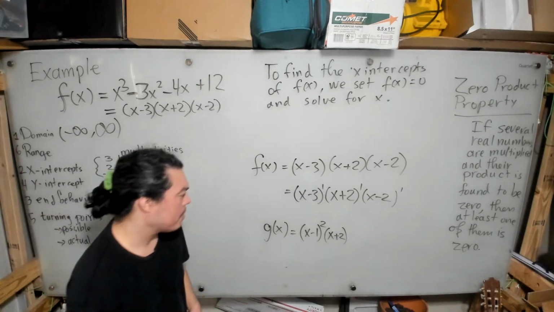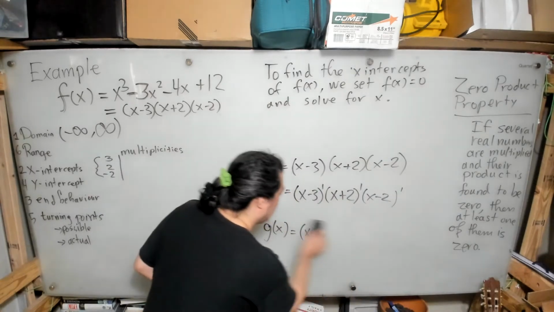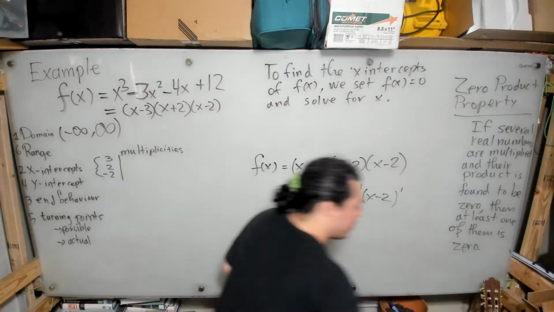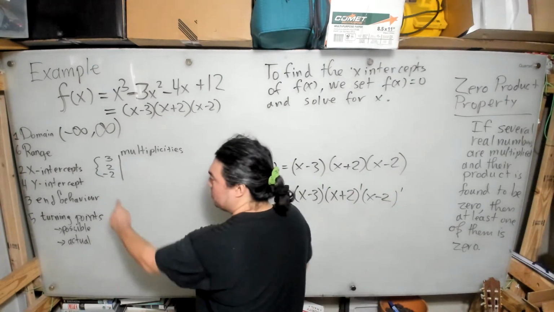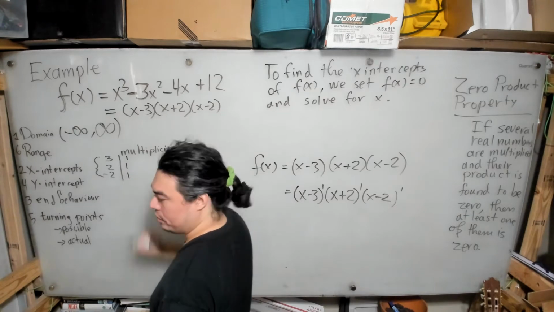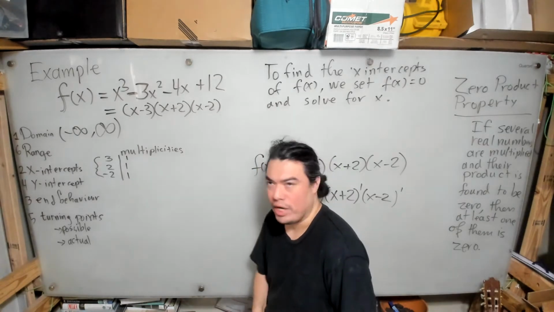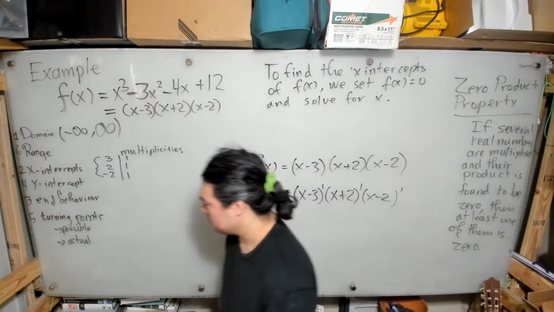In any case, I think you all can see what I'm saying. So in this case, we have our x-intercepts, and their multiplicities in this case are just 1, 1, and 1. And I recommend you always make a little table like this when you're listing your x-intercepts on your paper.